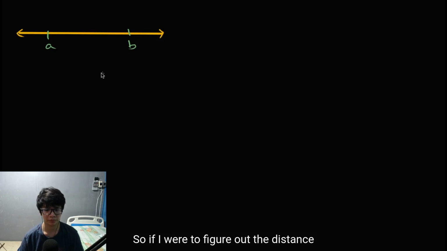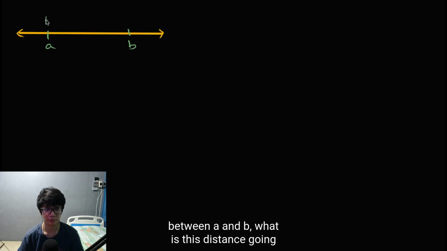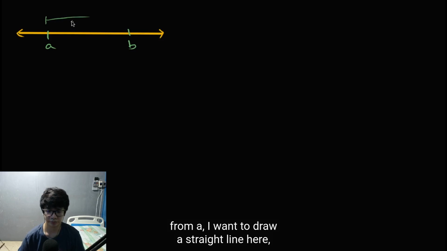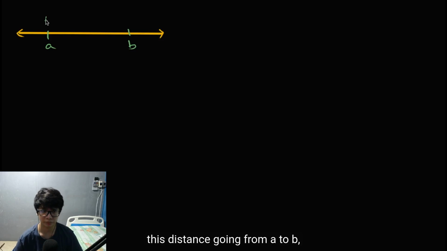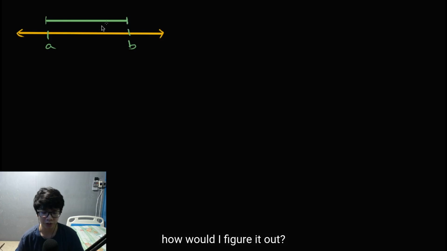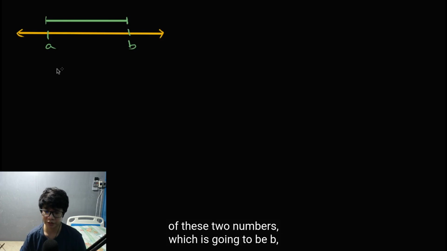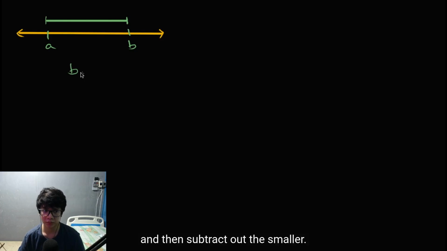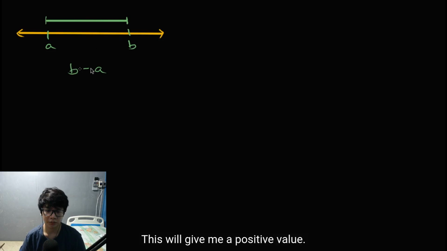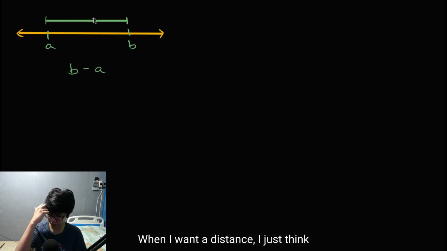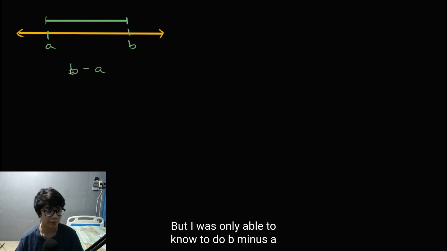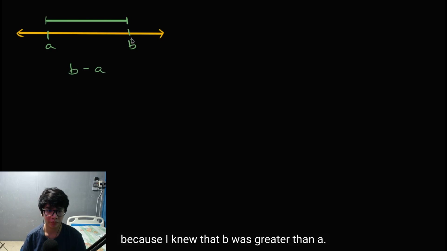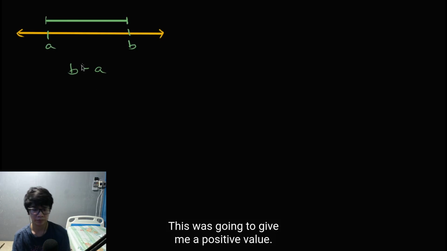So if I wanted to figure out the distance between A and B, what is this distance going from A to B? I'm going to draw a straight line here. How would I figure it out? Well, I could just take the larger of these 2 numbers, which is going to be B, and then subtract out the smaller. So B minus A, and I'll be left with this distance, and this will give me a positive value. When I want a distance, I should think in terms of a positive value. How far apart are these 2 things? But I was only able to know to do B minus A because I knew that B was greater than A. This is going to give me a positive value.